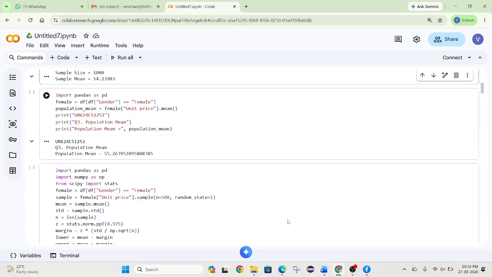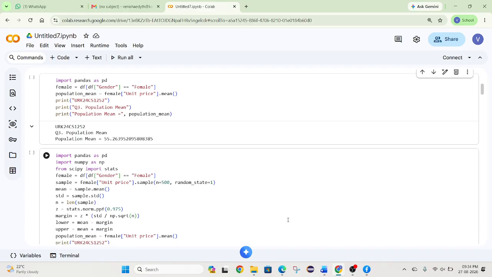Next, the third question is to calculate the population mean. Here we take all the female customer records. We use their unit price values. Then we calculate their overall average, and this gives us the population mean.